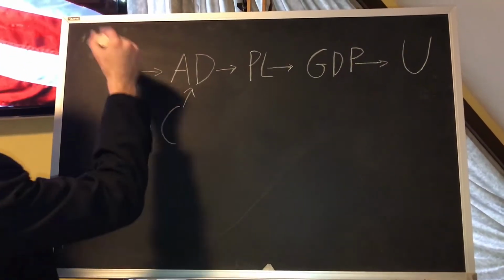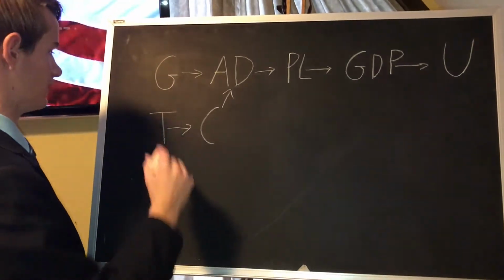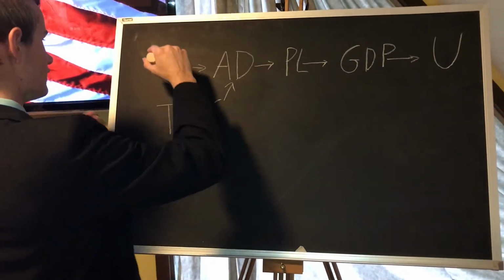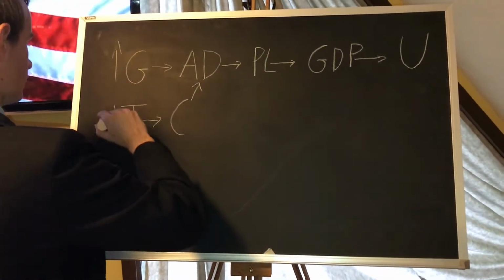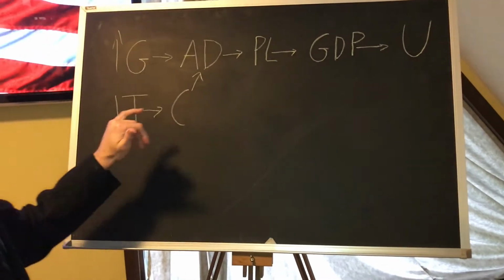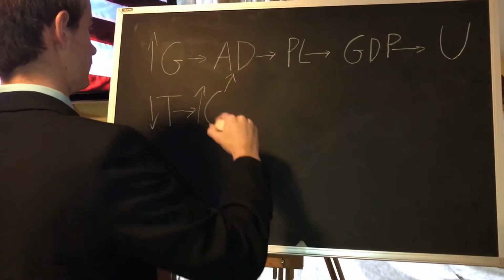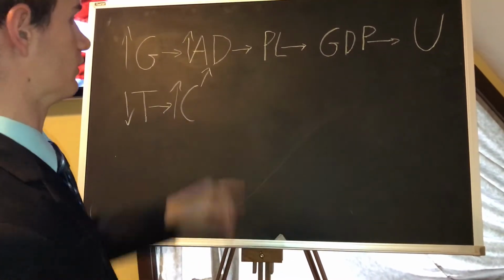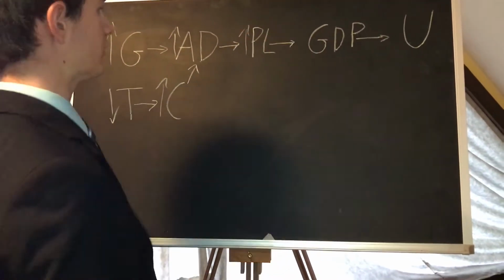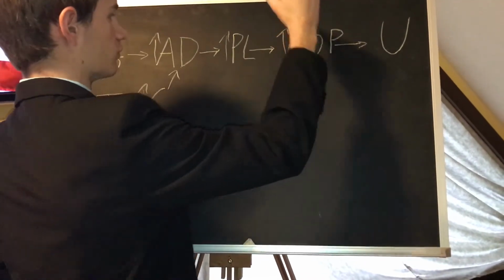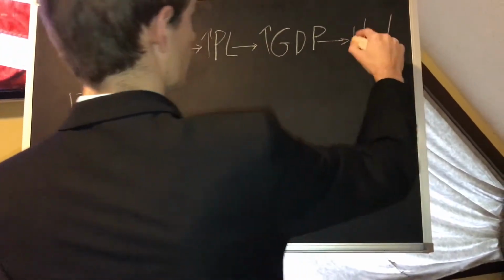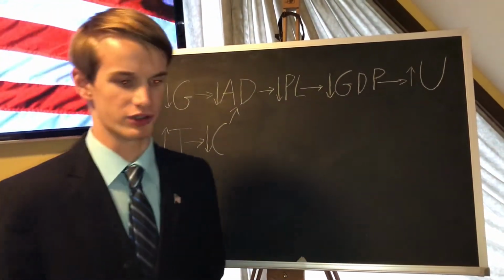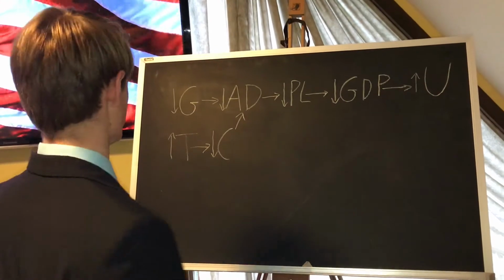Now, as you can see, there's two variables that the government can directly affect: taxation and government spending. If you want to expand the economy, it's quite simple. Government spending increases while taxation decreases. Should taxation decrease, consumers will spend more, and likewise, when governments spend more, the overall aggregate demand increases, which causes an increase in overall price level, which is, of course, an increase in GDP, which leads to a decrease in unemployment.